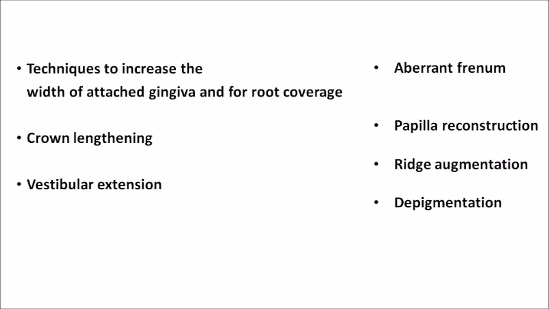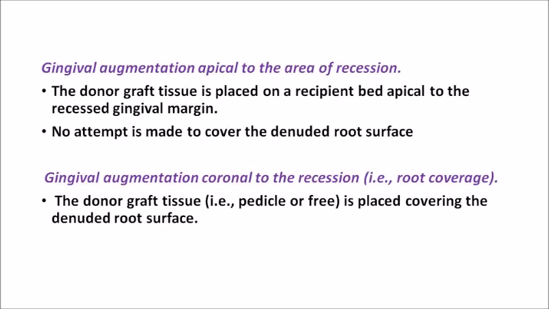One is the techniques to increase the width of attached gingiva and for root coverage. Then we have crown lengthening procedures. We have vestibular extension procedures, procedures to correct aberrant frenum, papilla reconstruction, ridge augmentation and depigmentation. All these procedures are mucogingival surgeries. So the first procedure that we mentioned was gingival augmentation.